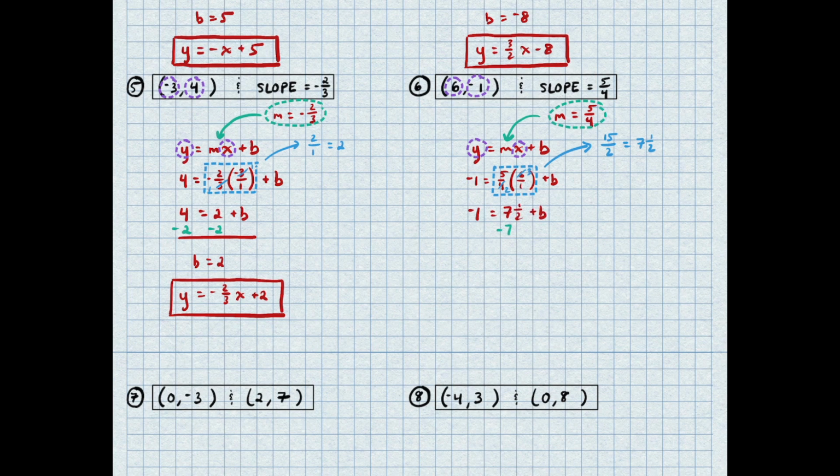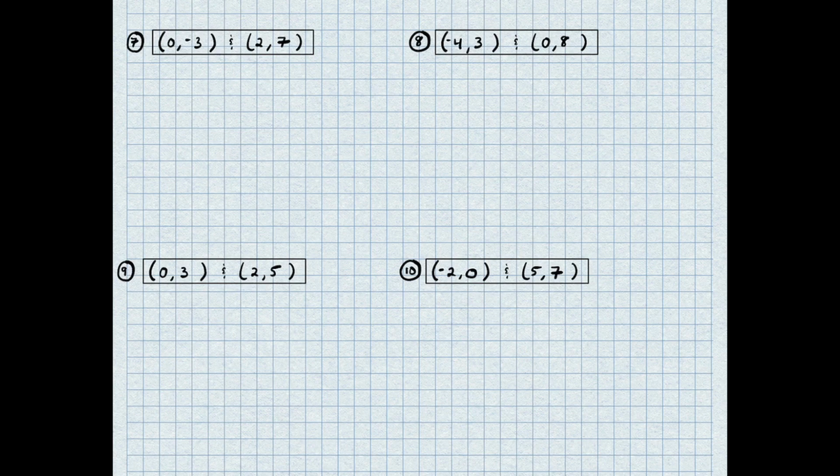To solve for b, we're going to have to subtract 7.5 from both sides. From that, we're going to find out that b is equal to -8.5. Our final equation is going to be y is equal to 5/4 x minus 8.5. Now let's try some problems where we're not given the slope.